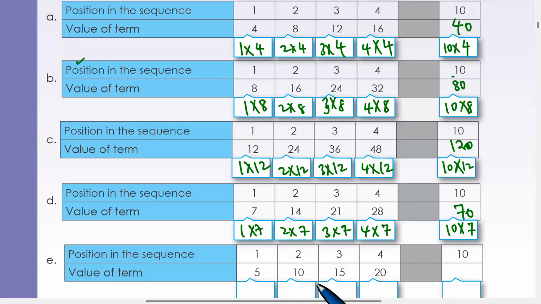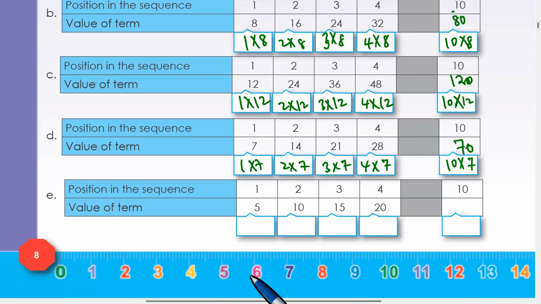Okay, let's look at E. You have position 1 times what to get 5? 5. Position 2 times what to get 10? 5. Here the position is 3 times what to get 15? 5. Here the position is 4 times what to get 20? 5.